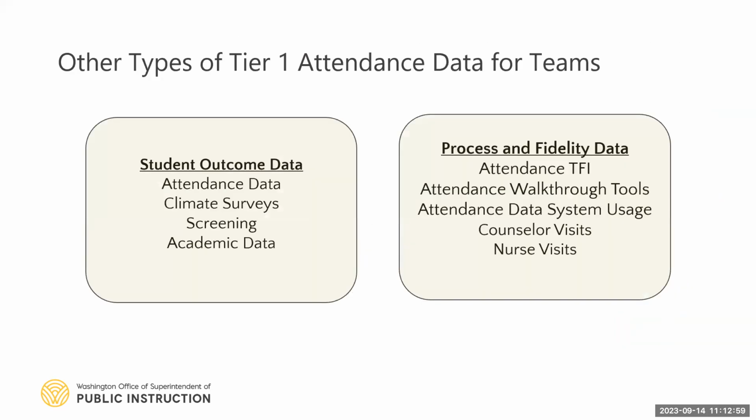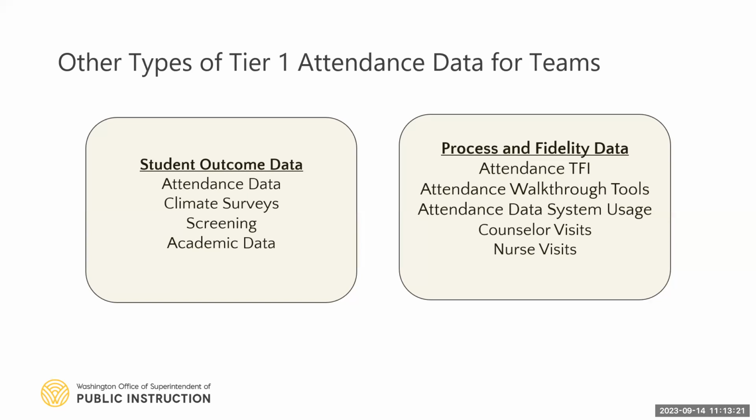So a couple other types of tier 1 attendance data that's really great for teams to have. I talked about having just outcome data for students. What is their regular attendance? What's their chronic absenteeism rate? When are they coming during the week? That's really student outcome data.